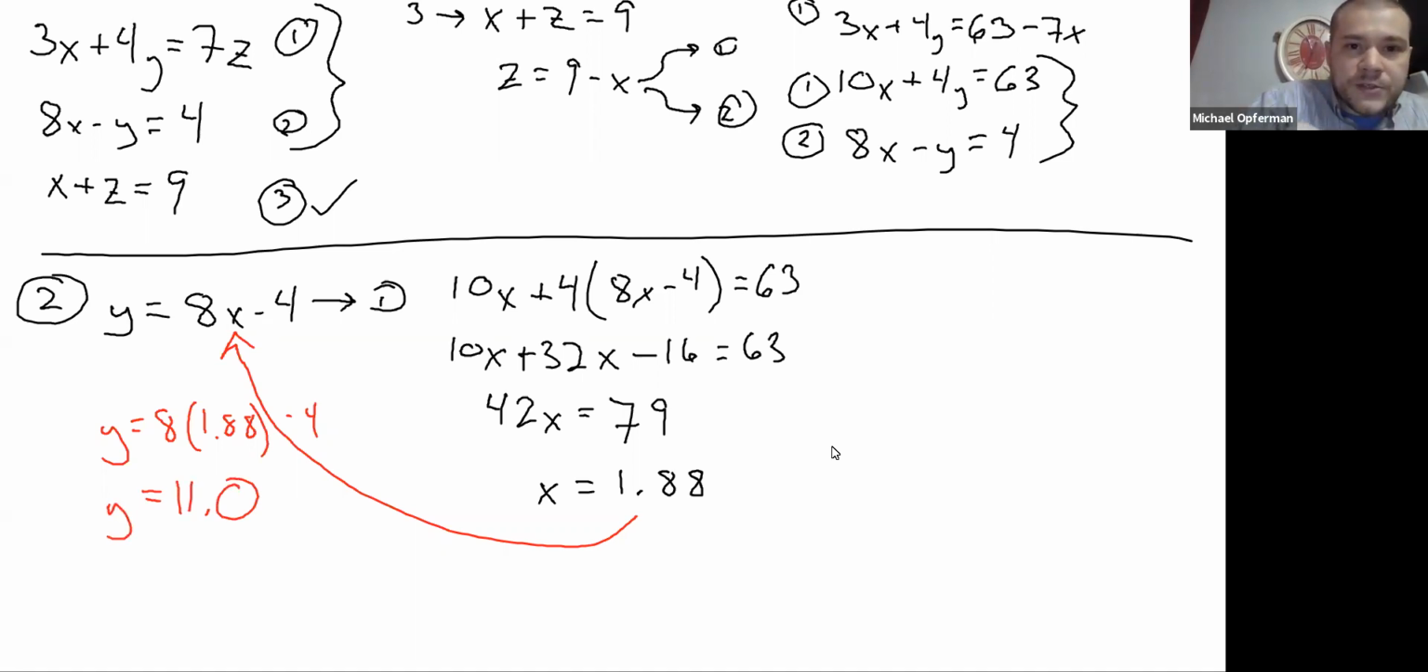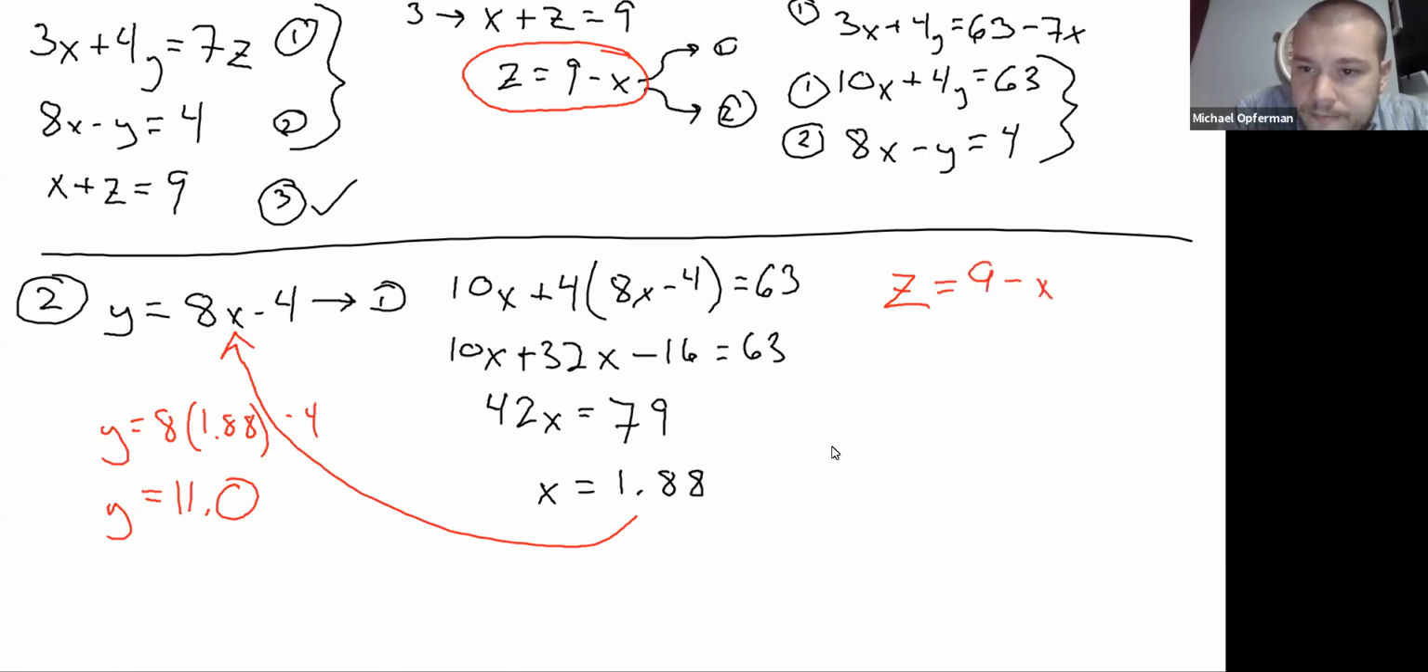Now I go all the way back to the beginning, to here. And in this case, there was no y in that equation. So I'm going to take my value of x and plug it into that equation. I would also plug in my value of y if necessary. But so I'm going to have z equals 9 minus x. So 9 minus 1.88, and that gives me 7.12. Okay. And now I have the values of all 3 of those variables. And that's how you handle a system of equations using the substitution method.